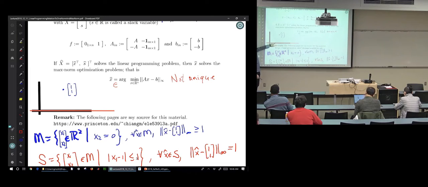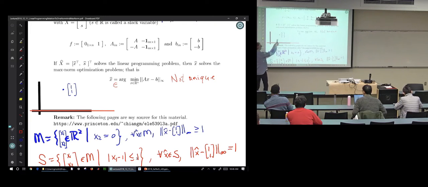But if we go over here, the maximum error is still in the x2 coordinate, and it's still 1, so that's still a solution. Everything over to here is a solution, and everything over to here is still a solution. So there's a whole interval of solutions where the maximum error still gives you 1. It's not unique. Infinity of solutions.